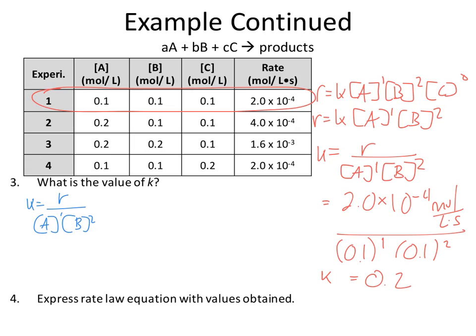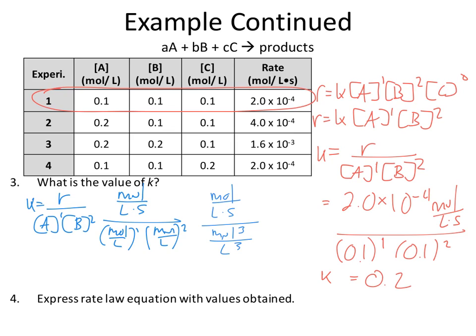So I'm just going to use the units here. My R is mole per liter seconds, and that's divided by mole per liter, which is the concentration of A, to the power of 1, times mole per liter to the power of 2. If I do my calculation here, this is going to be mole squared times liter squared multiplied by mole and liter. Those multiplied means the exponents have to add. So I'll have mole per liter per second divided by mole cubed over liters cubed.